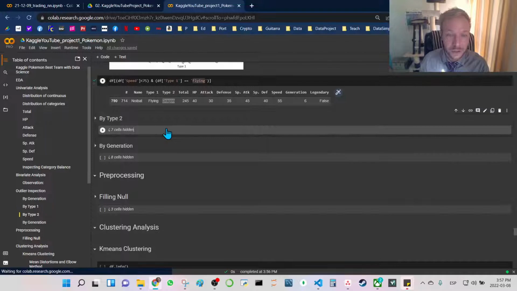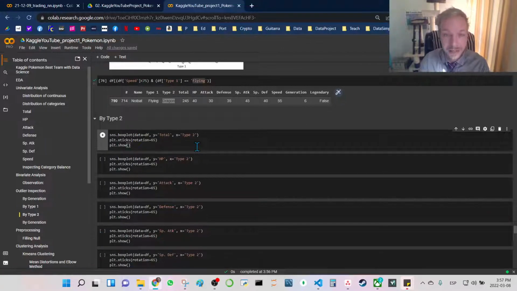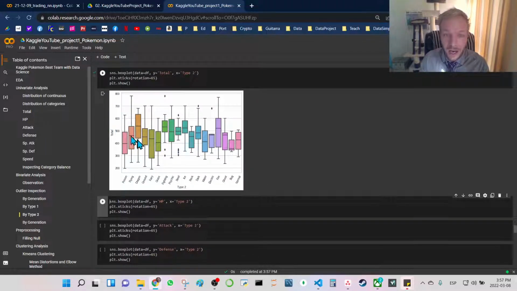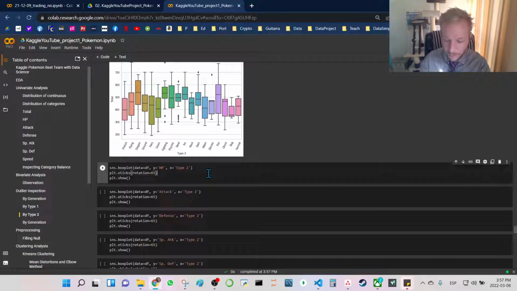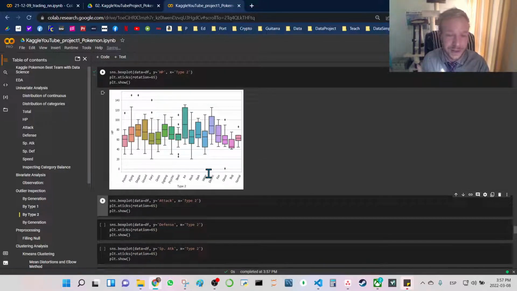Okay, so looking at the same plot, the same idea by type 2, we see total. Again, we have outliers all across the board, but not extreme in the sense of the total scores. But here we can see that Steel has some very, very low total scores. So something to be conscious of when we're looking at the Steel Pokemon. There are some that are really outliers on the negative side.